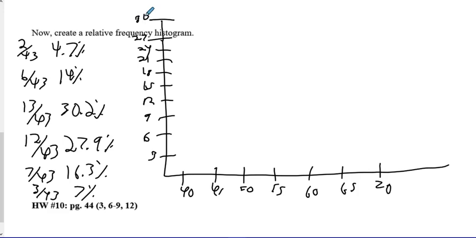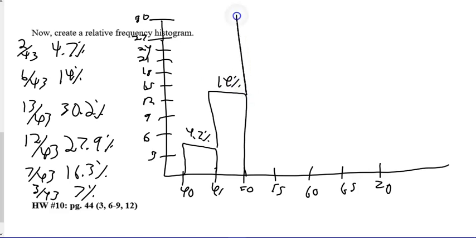Now, 40 to 45 is 4.7%. So here's 3%, 4.7, not quite, and again, we're just estimating. That's why I write 4.7% above this. And then the next one is 14%. So I'm going to continue up from this one and go close to 15, but not quite. Put 14% above that. The next one goes all the way up to 30.2, so that's going to go up to my top and a little bit further.